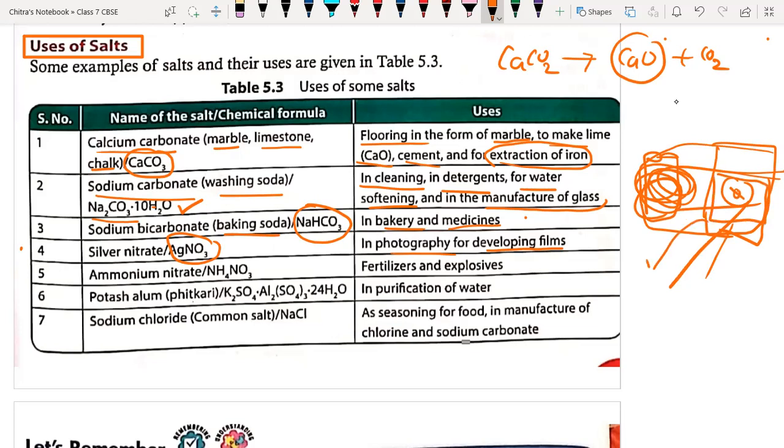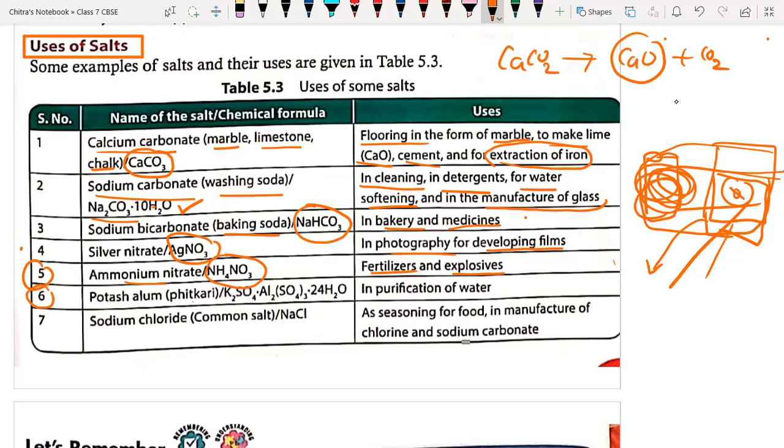From the negative, positive films are formed. Again, here we use silver nitrate solution, so it is used in photography for developing films. Fifth, ammonium nitrate, NH4NO3. It is used in fertilizer and explosives for making bombs and other explosives like firecrackers, and also in fertilizer.